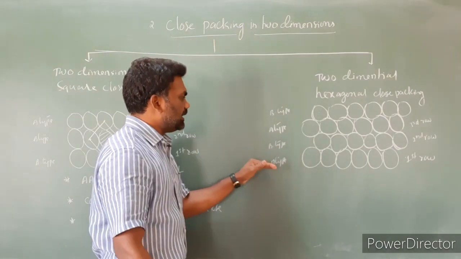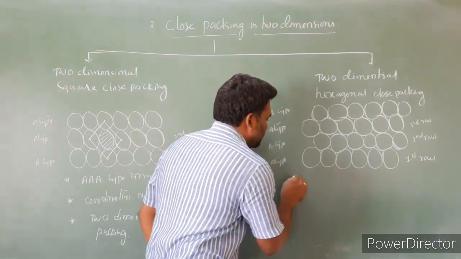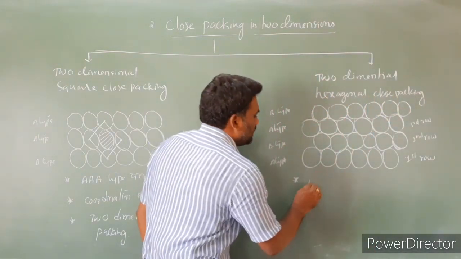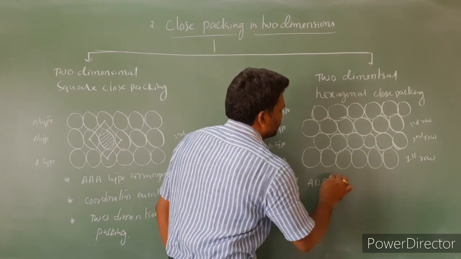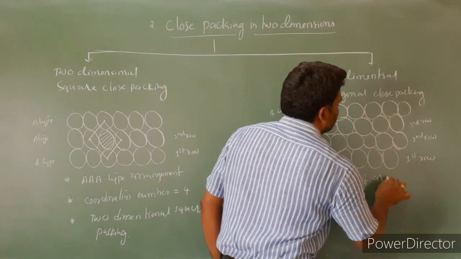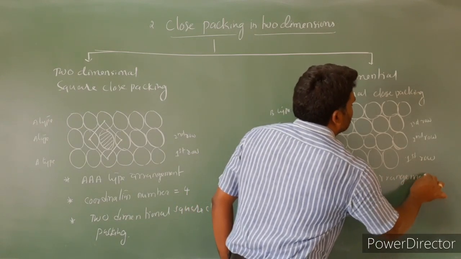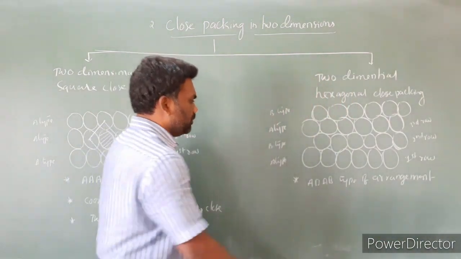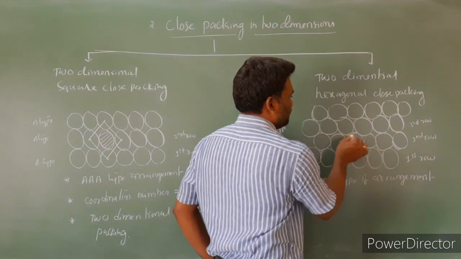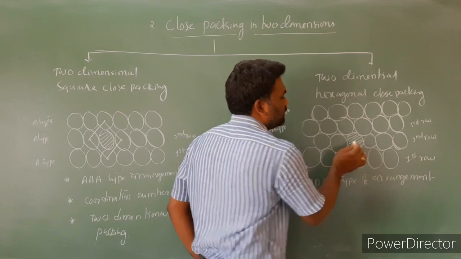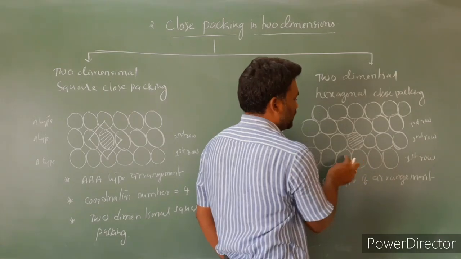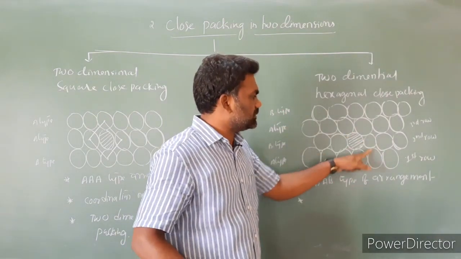So if you look at this AB type of arrangement in two-dimensional hexagonal close packing, this is point number one. Point number two: select any one sphere. Suppose I am taking this sphere, for understanding purposes. This sphere is in direct contact with how many? 1, 2, 3, 4, 5, 6. So this sphere is in contact with 6 of its neighbors.